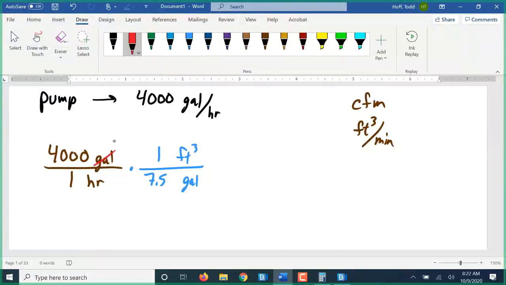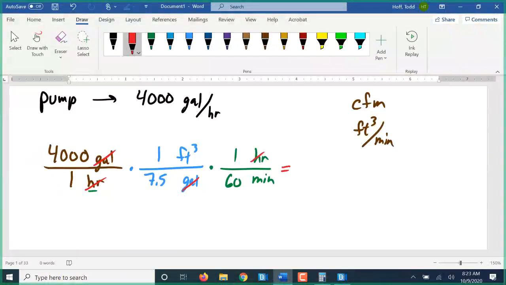So the gallons are canceled out. We're now in cubic feet per hour. Well, we're going to get rid of the hours. Hours are on bottom, so we're going to put them on top so they cancel. We're changing them to minutes. 1 hour is 60 minutes. So the hours cancel out.